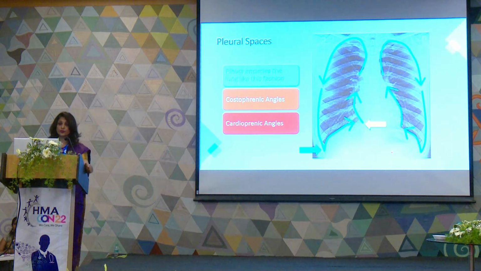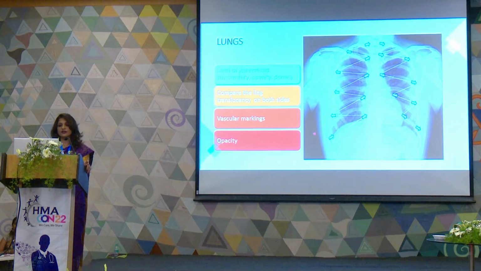Look for the pleural spaces. Visualizing the pleura in this fashion will help you not to miss any small region related to the pleural area. Lungs, again, visualization in this fashion helps you not to miss any small area of the lung, any small opacity in the apical ridges or the costophrenic angles, etc. Compare the translucency on both sides, that is the blackness, and look for vascular markings and the opacity, that is the whiteness.